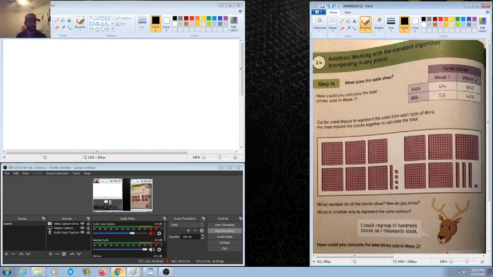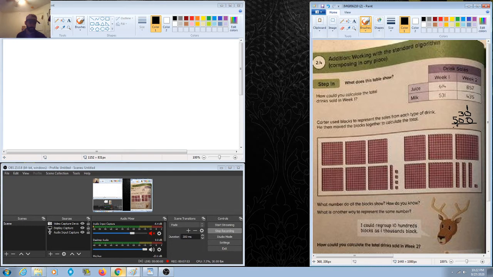So let me go ahead and show you the other, the milk. That's going to be 531. I have 1 in the ones place. I have 3 groups of 10, which is 30, so that's 3 in the tens group. And then I have 5 in the hundreds group, or 5 10 by 10 grids. So this added together is 531.